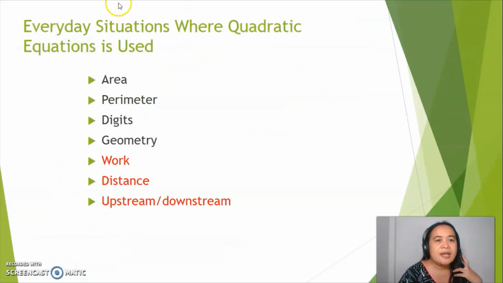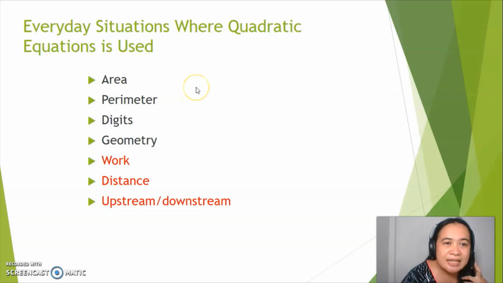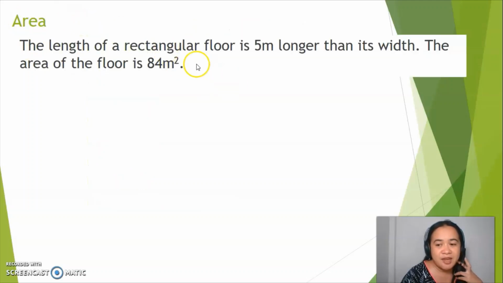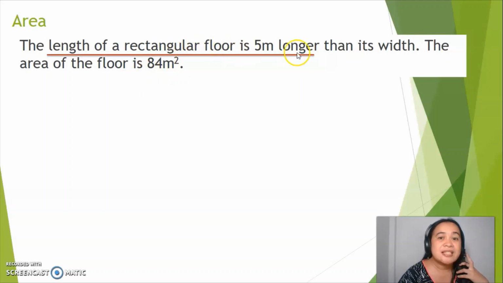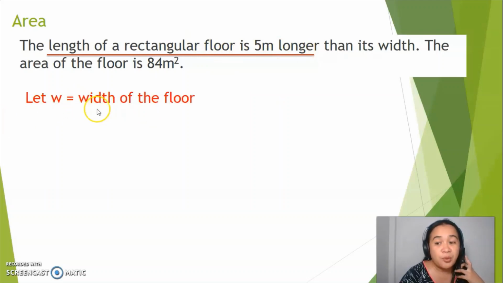Now take note, quadratic equations can be used in different daily or everyday situations. So let's go through them one by one. Let's have the area first. The length of a rectangular floor is 5 meters longer than its width. The area of the floor is 84 meters squared. Take note, the length is 5 meters longer than the width. So let W be the width of the floor, while the length would be W plus 5.